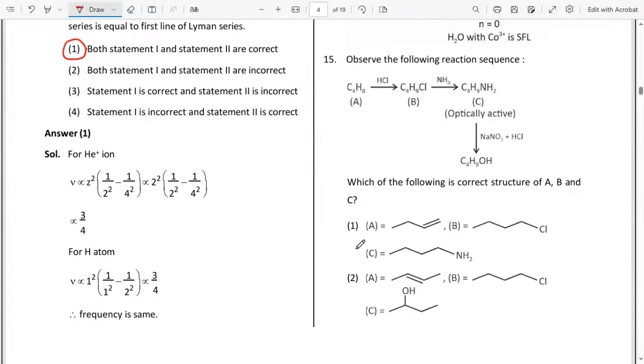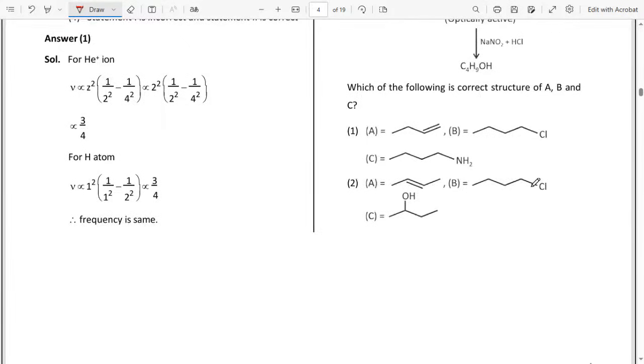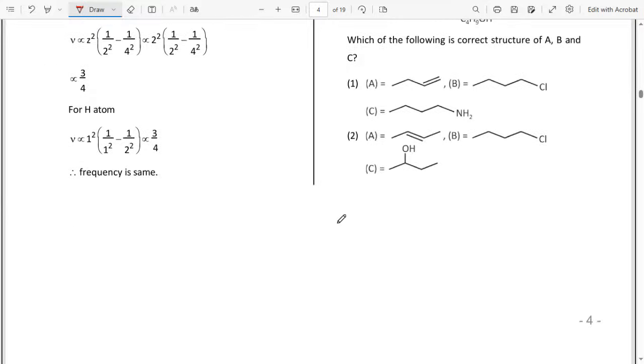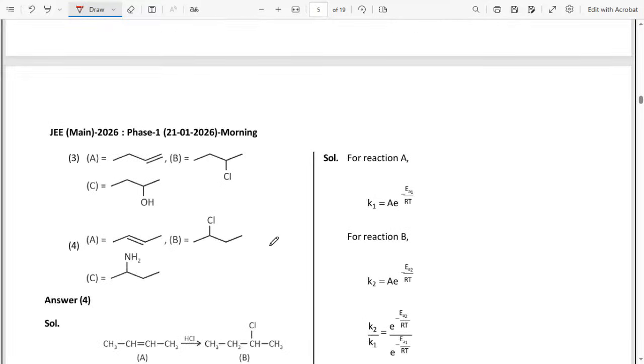Which of the following is the correct structure of A, B and C? So A, 4 carbons, 1, 2, 3, 4. This is terminal, no. So inside, yes. So inside A, B, so B is wrong, C, no. When B is wrong, it is not going to have this. So external, no. So here internal, right?